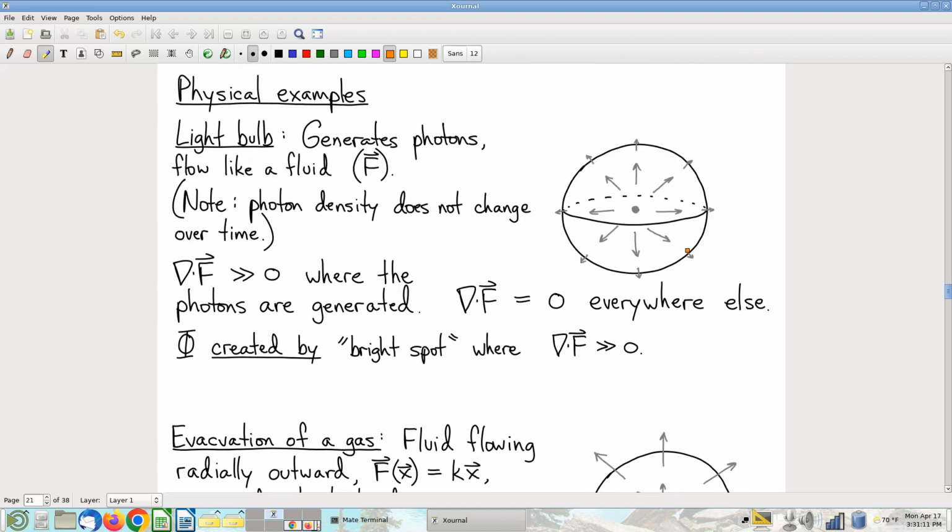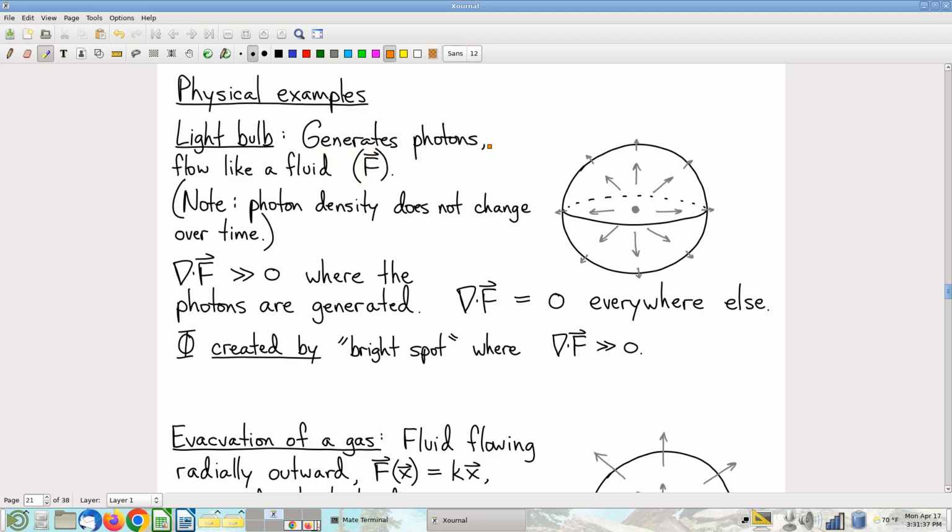Now, before we get to the other example, I should point out certain assumptions in the light bulb example. So the fluid is being generated. Not all fluids are, right? Some fluids are just kind of there, and aren't actually being created in time. Light bulbs are literally generating the fluid here, the fluid being made up of photons.